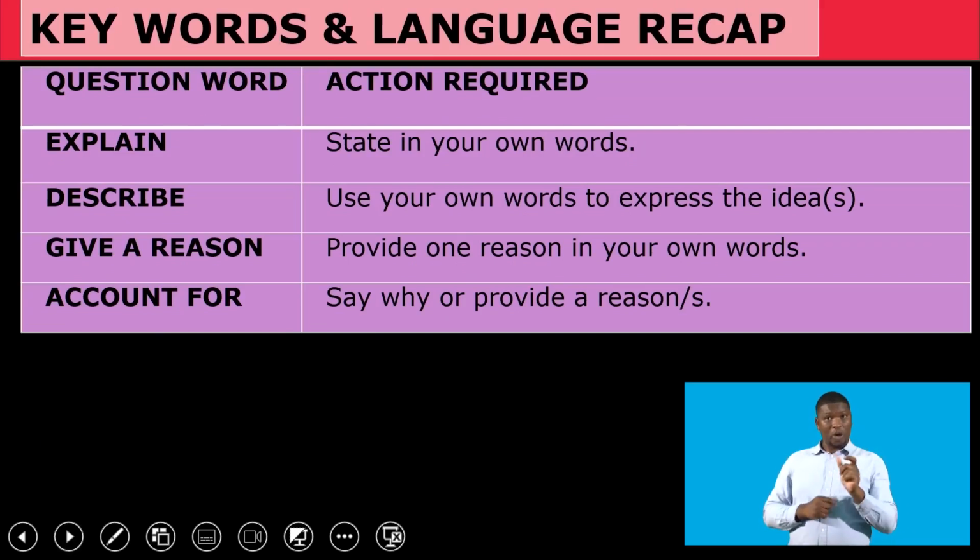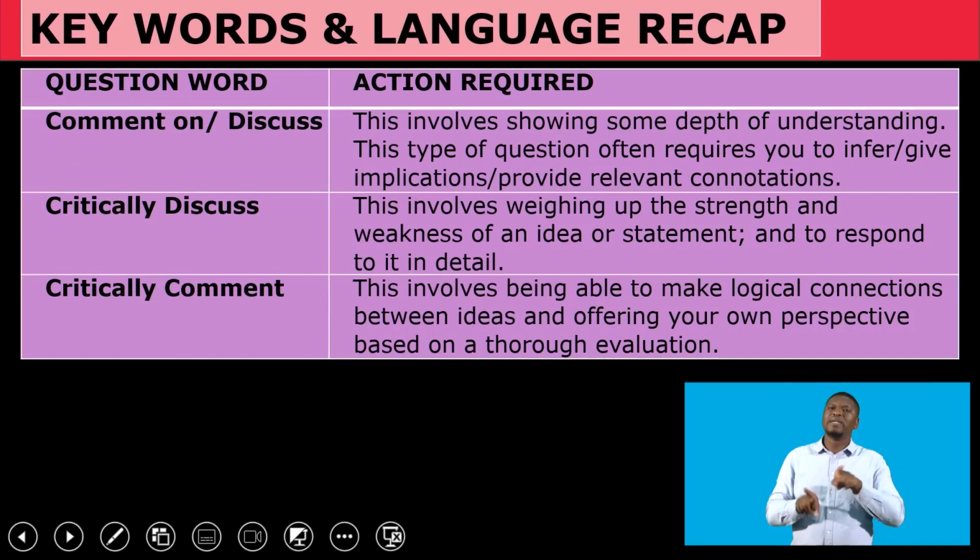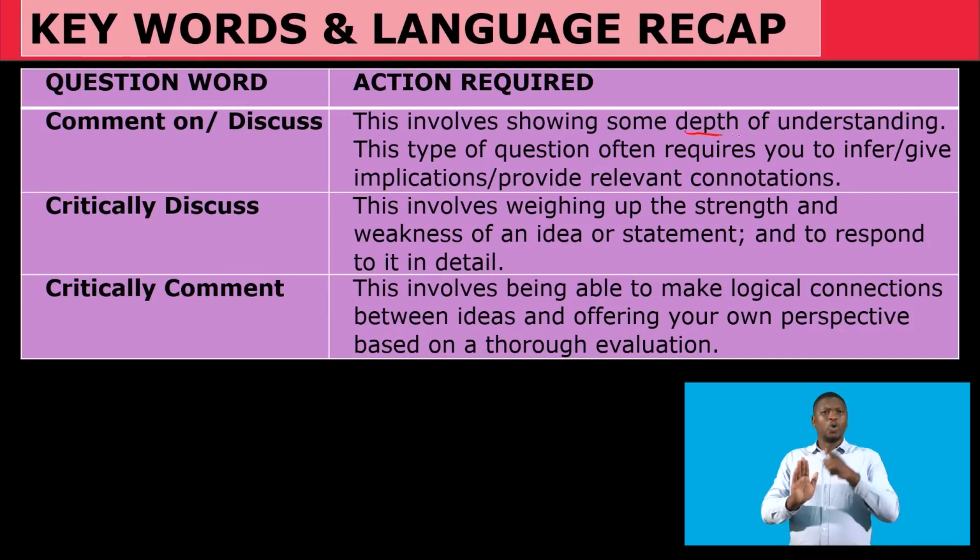These are some of the key words that we were taught today. Explain, to state something in your own words. Describe, to use your own words to express your ideas. To give a reason, obviously, means to provide a reason in your own words. Account for, to say why, or once again, to provide a reason. Comment on or discuss, which shows that you have an in-depth understanding of something. To critically discuss, which means to weigh up the strengths and the weaknesses of an idea or statement. To critically comment, this involves being able to make logical connections.